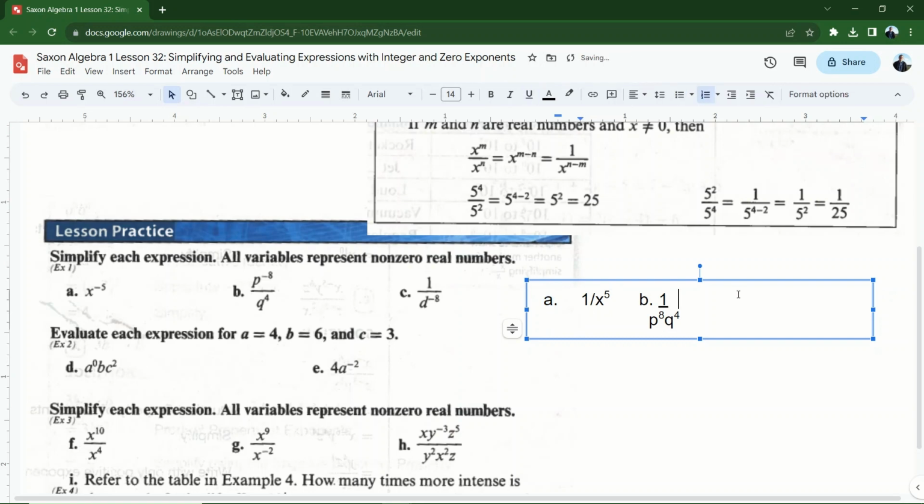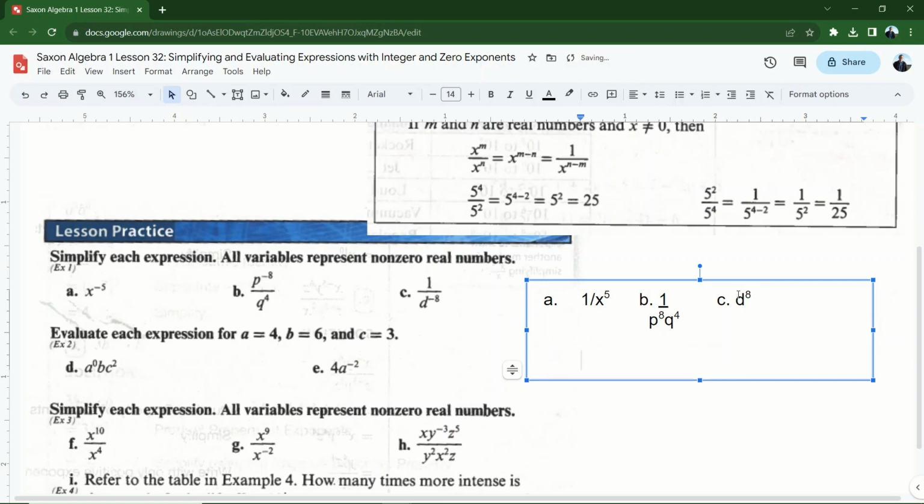And then let's move on to letter C. C is 1 over d to the negative 8th, but that negative exponent tells me that d is on the wrong side of the fraction bar. I should bring that to the top of the fraction bar. And on top of the fraction bar, it's just going to become d to the positive 8th once I move it to the other side of the fraction bar. All right. That is how you work these types of problems.